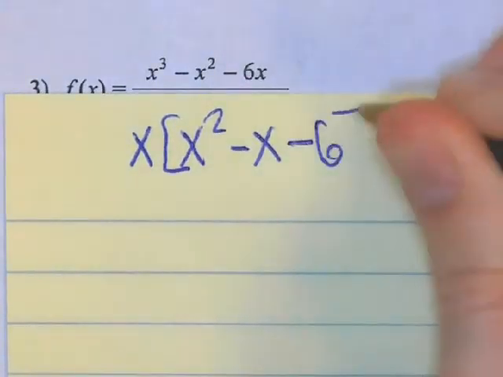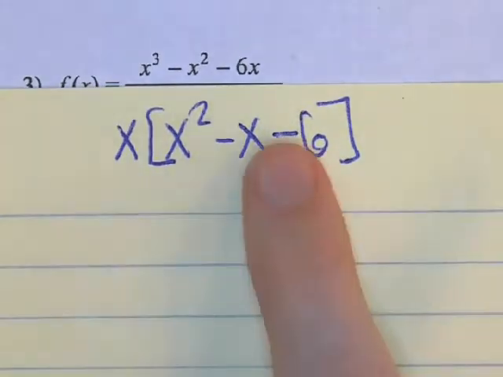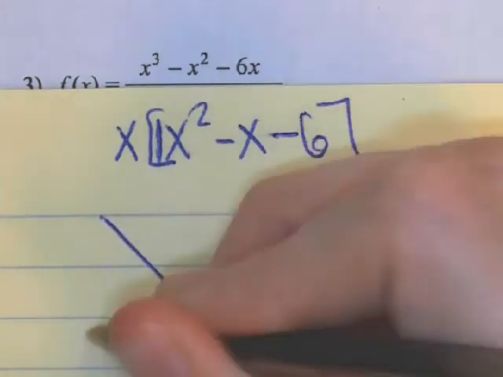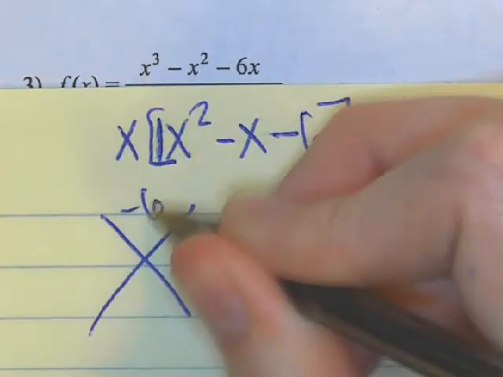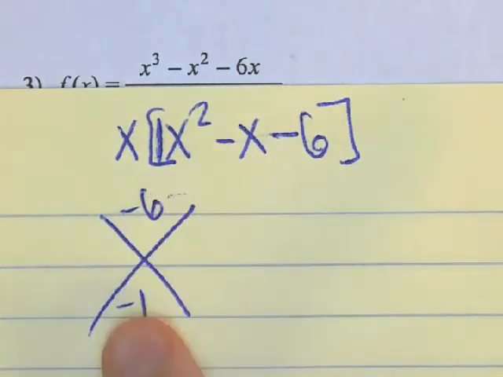Good. Is that fully factored? No, because we can use our A equals 1 rule in the inside. Your A is 1. Go do the expanding. A times C is negative 6. B value is negative 1. What factors of negative 6 give you negative 1?